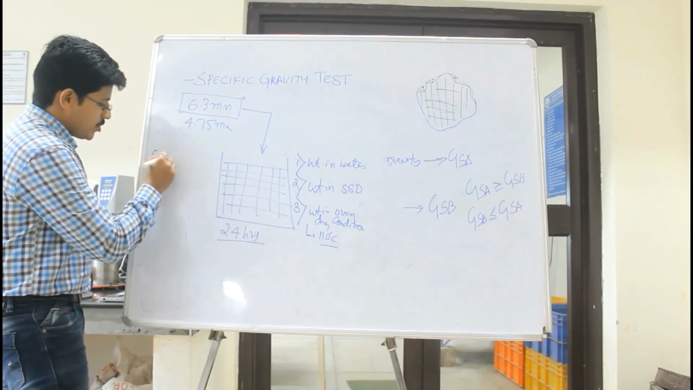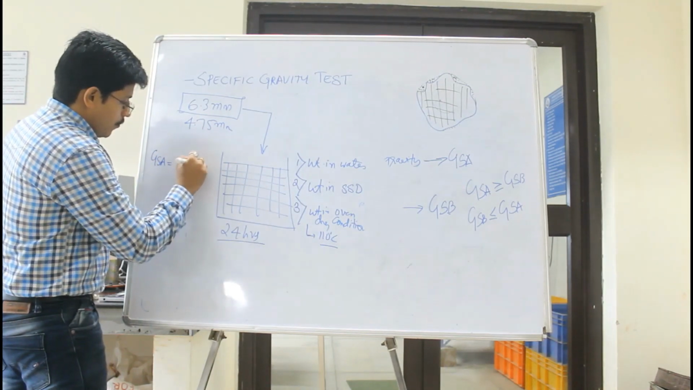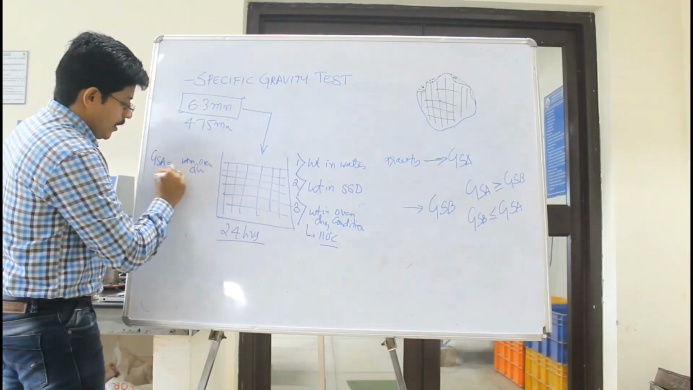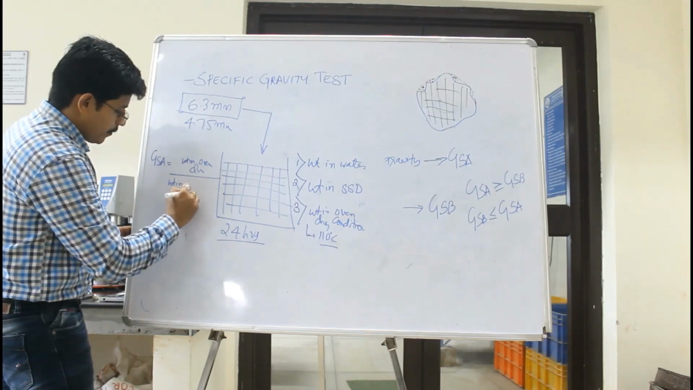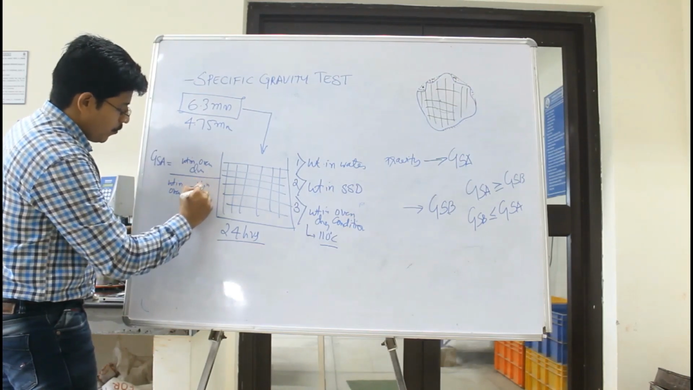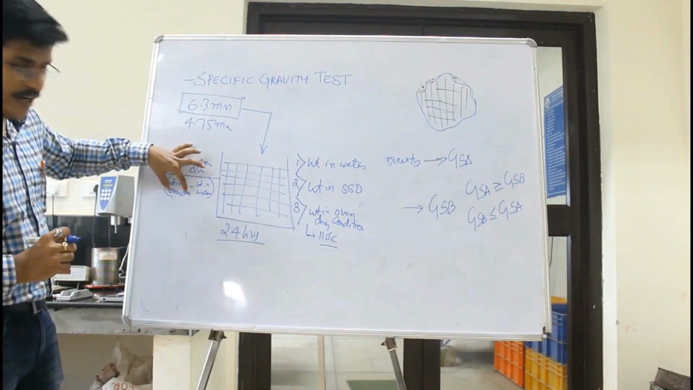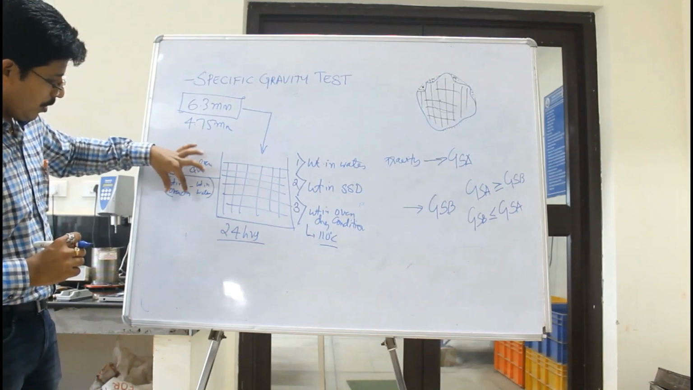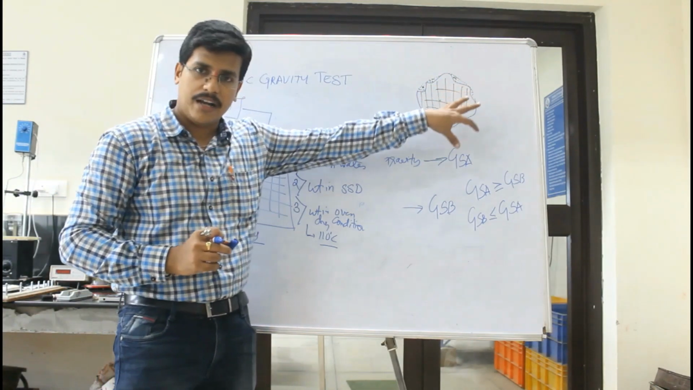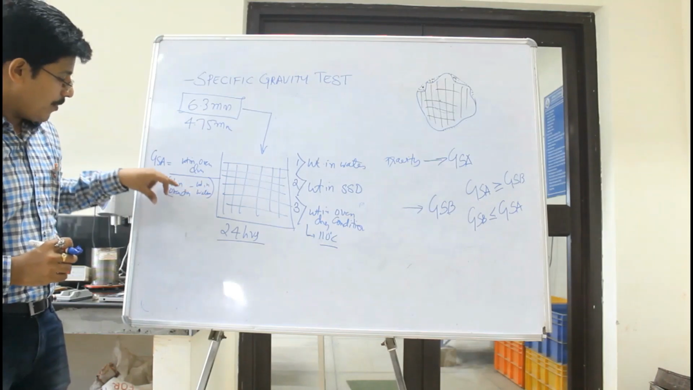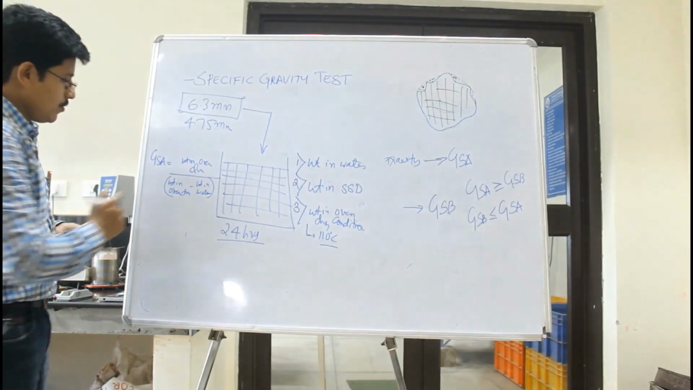Basically GSA, the apparent specific gravity, is the weight in oven dry condition divided by the weight in oven dry minus the weight in water. Why are we taking the weight in oven dry condition? Because this weight considers only the solid mass, not the water which was in the aggregate. The weight in oven dry minus the weight in water gives you the volume of the solid aggregates.